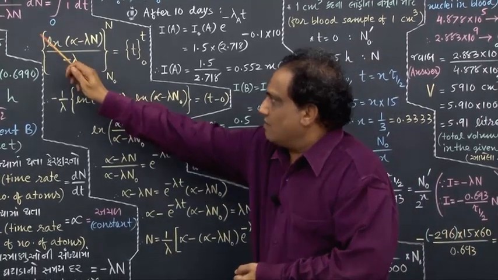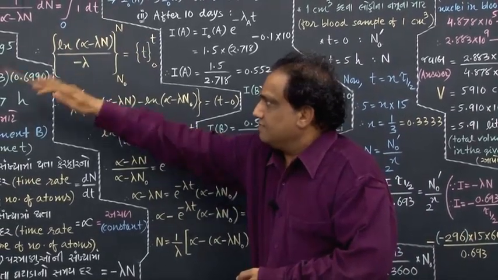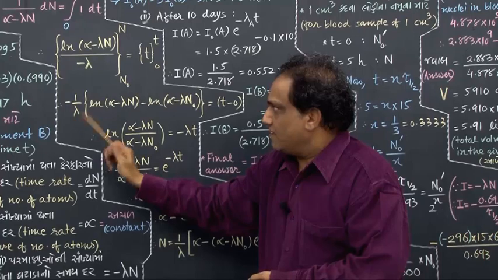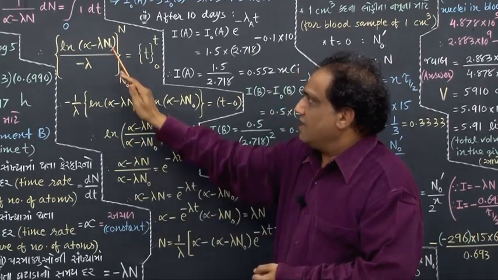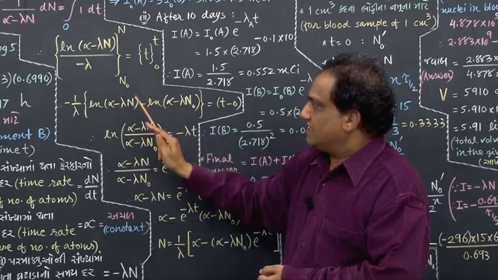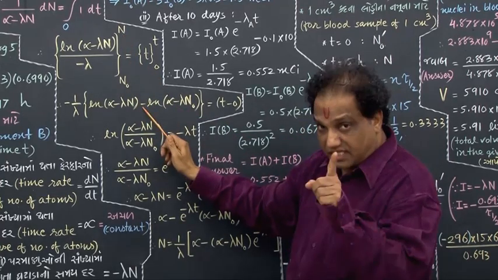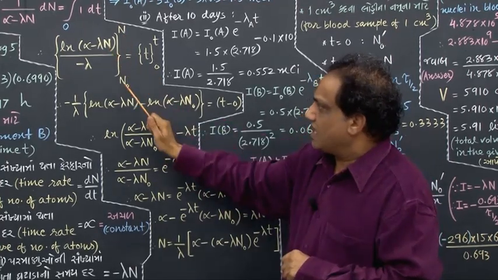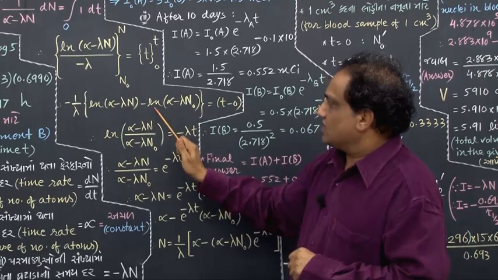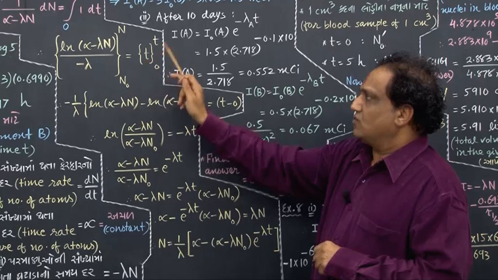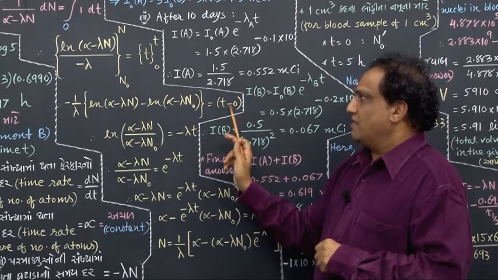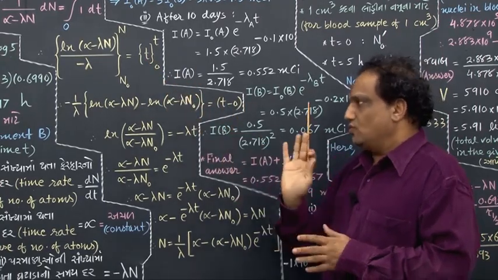Now minus 1 upon lambda I just take separately in multiplication. Minus 1 upon lambda, and natural log of alpha minus lambda n. In place of n, I should write upper limit, that is n. After putting minus sign, instead of n, I am supposed to write n0 here. So natural log of alpha minus lambda into n0. And here instead of t, I should write t upper limit. After putting minus sign, instead of t, I should write 0.